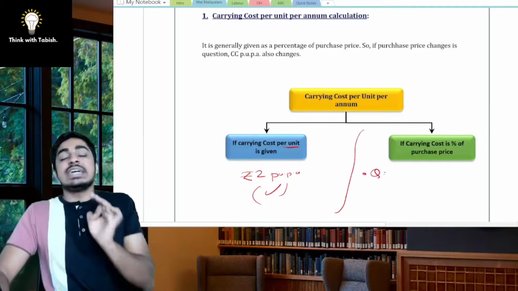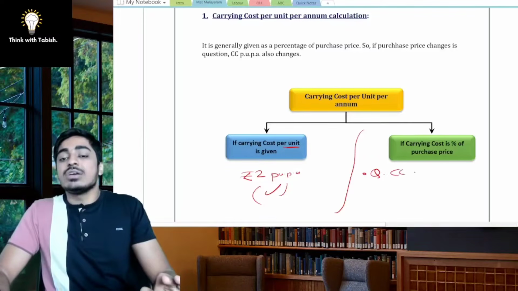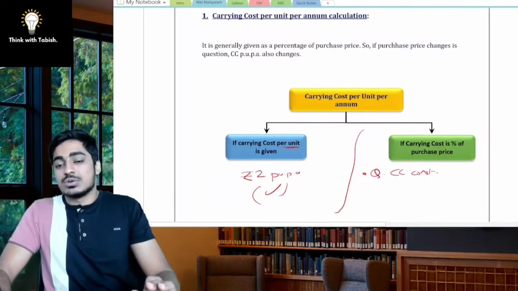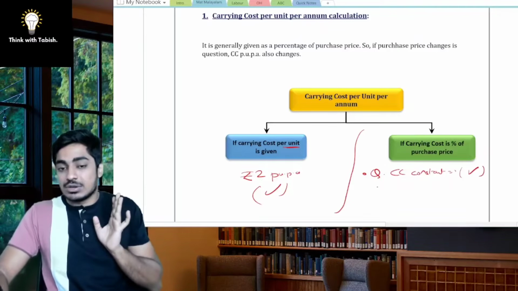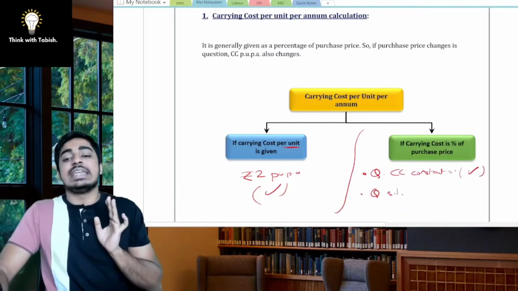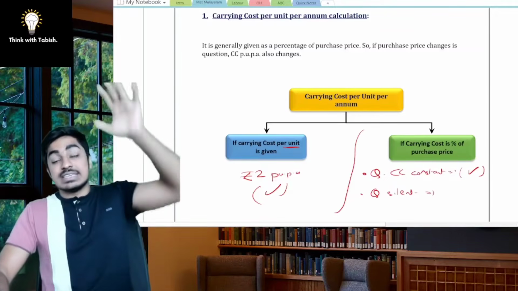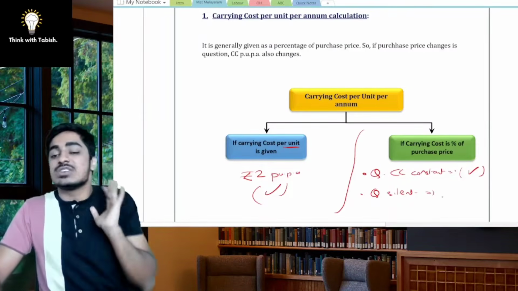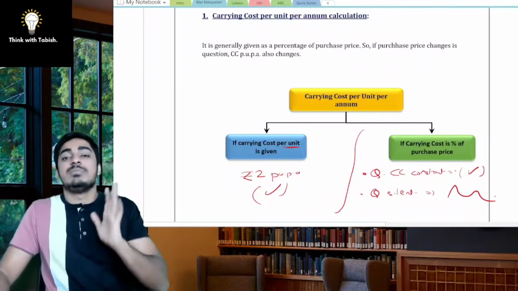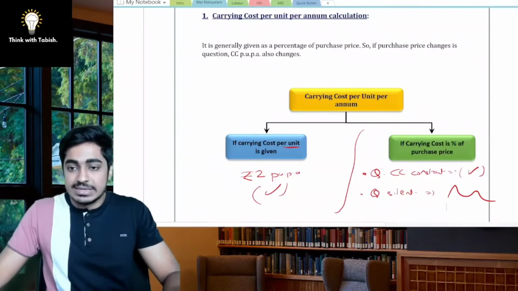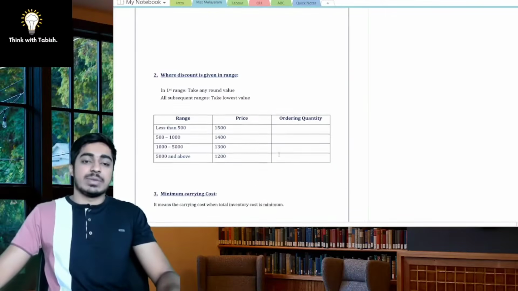So we have two different scenarios. Firstly, question itself tells that carrying cost is constant. Then we will not change the carrying cost. But if question is silent, question is not telling whether there is a change in carrying cost, whether there is an increase or decrease, then we will keep on varying the carrying cost depending on our purchase price. Yes, one important thing to be kept in mind.